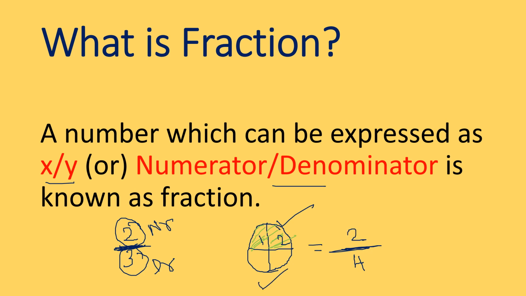This is how the fraction can be denoted. So the denominator part is nothing but the whole. It is on a whole, how many parts it has been divided, and the numerator part is nothing but the selected or the shaded number of parts.